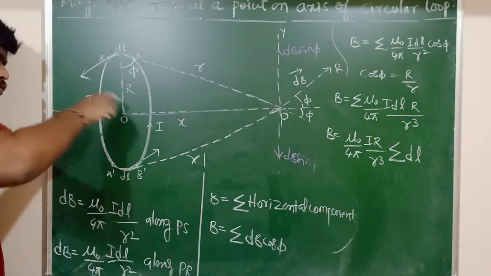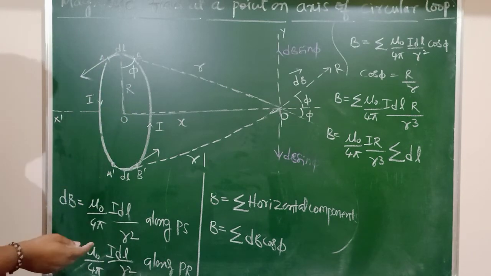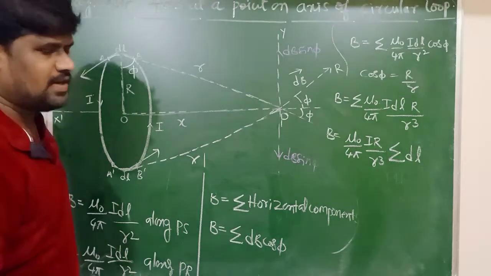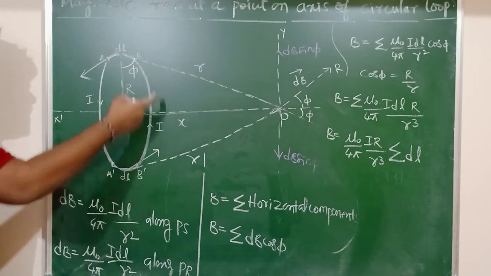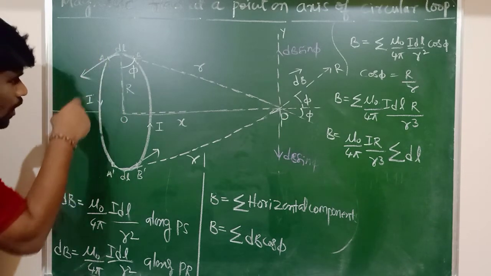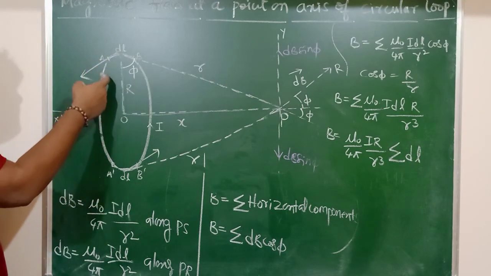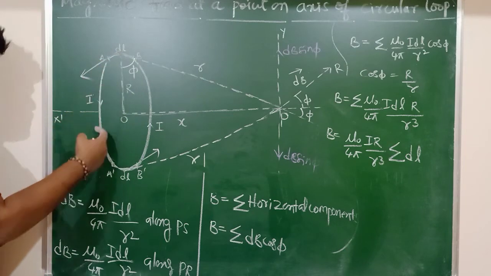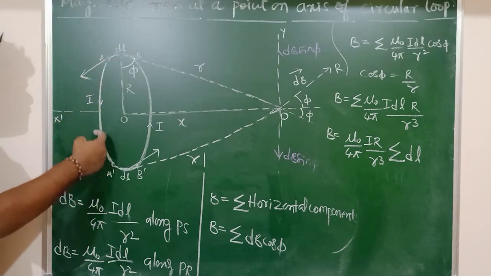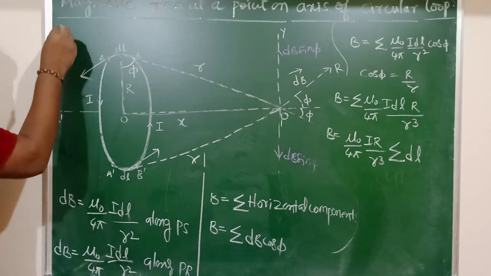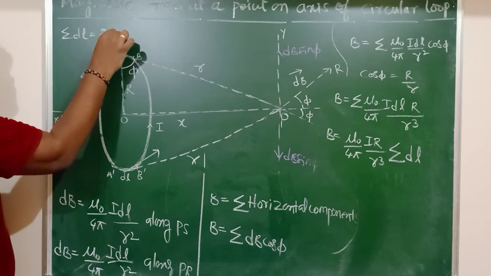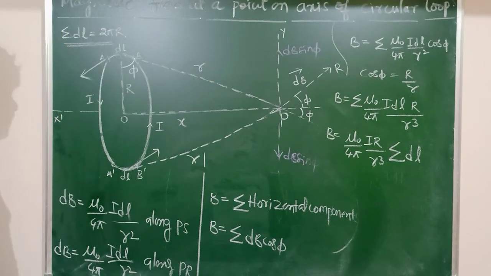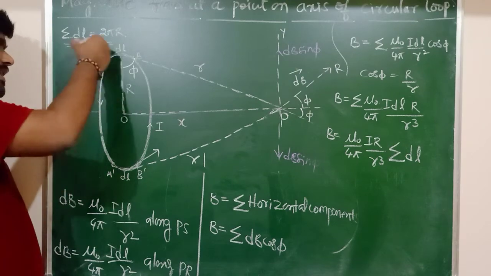This circular loop is divided into n parts, and each part of length we have taken as DL. So what is summation of DL? It is a sum of all such current elements. Summation of all DL should be equal to the circumference of the loop, the total length of this circular loop. So summation of DL should be equal to 2 pi r, where r is the radius of this loop.